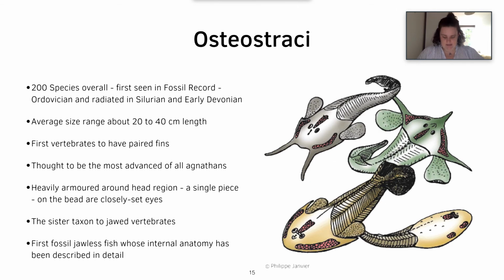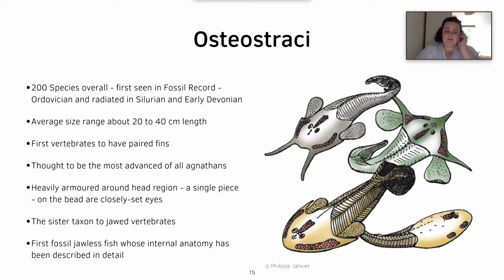And then finally, within the Agnathans, we have the Osteostraci. There are around 200 species overall, and they're first seen in the fossil record in the Ordovician. Then they radiated during the Silurian and early Devonian. The average size was around 20 to 40 centimetres in length, and they're the first vertebrates to have paired fins, which is really cool and important.